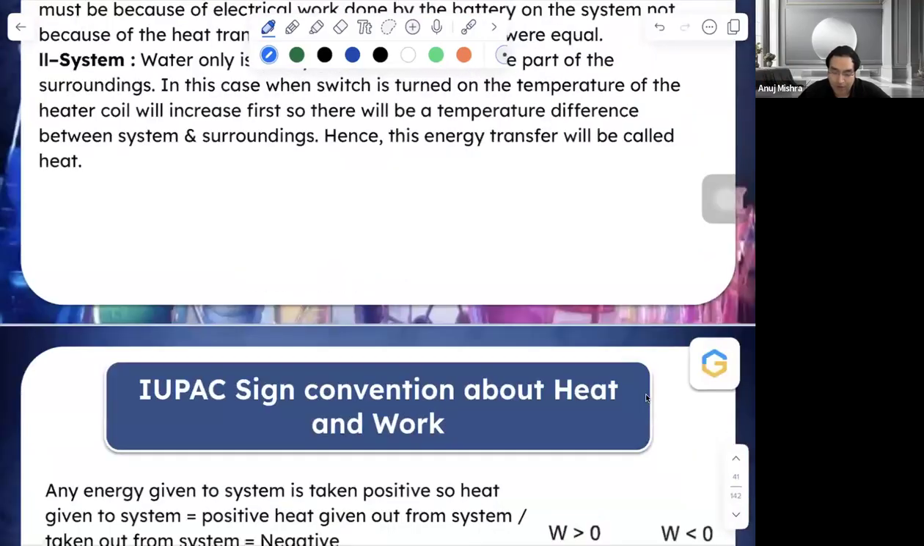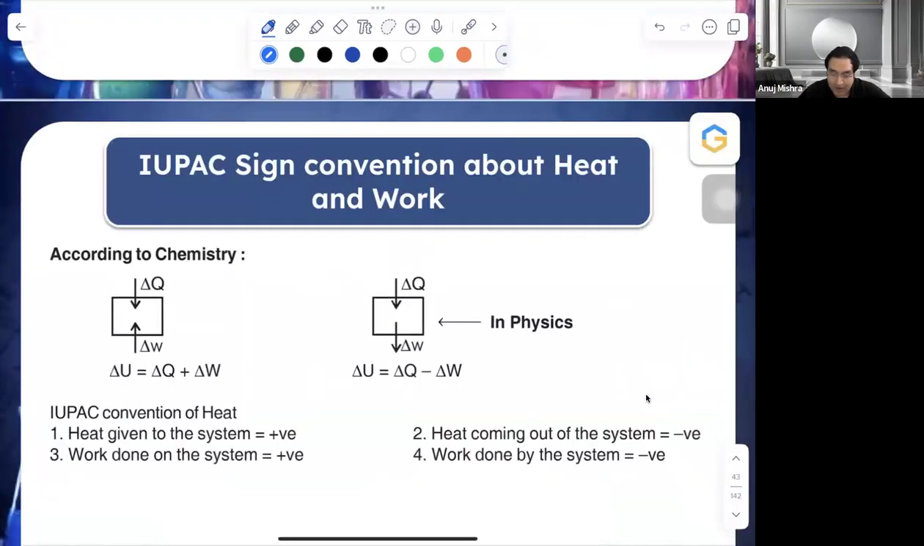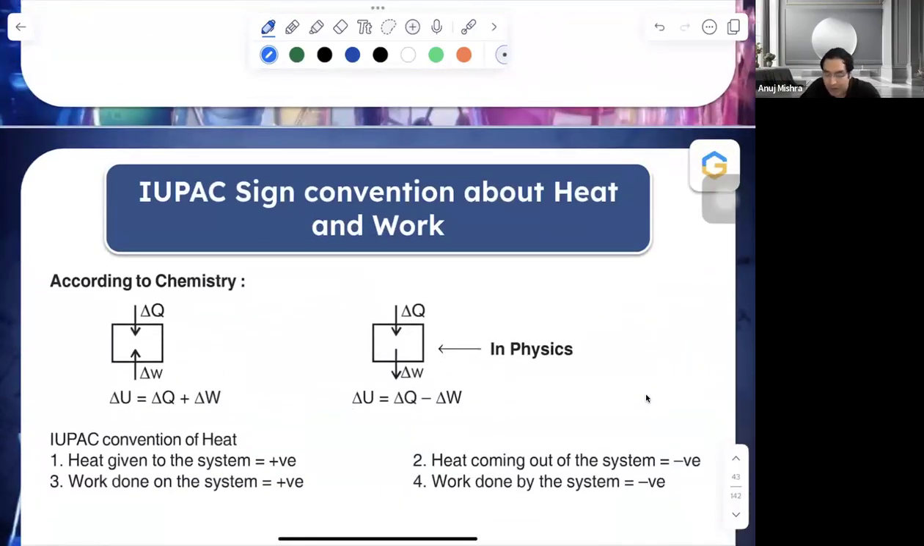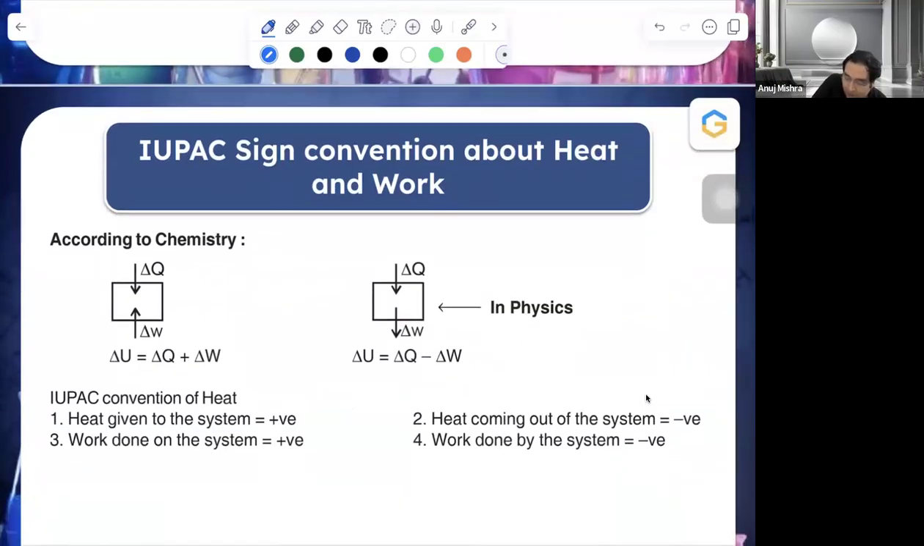चलिए अभी थोड़ा सा काम करते हैं साइन को लेके. सो राइट डाउन, as per chemistry, heat given to system is positive, and as per physics, heat given to system is positive. ये तो दोनों में ही सेम ही है. फाइन. वर्क डन ऑन द सिस्टम इज पॉजिटिव एंड वर्क डन बाय द सिस्टम इज नेगेटिव. ये केमिस्ट्री का डिस्कशन हो रहा है. ये जितना कुछ भी लिखा है सब केमिस्ट्री के लिए IUPAC कन्वेंशन है.